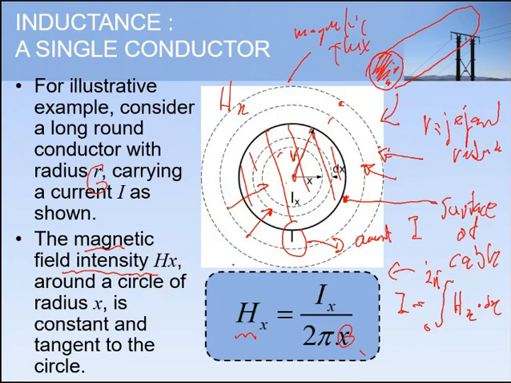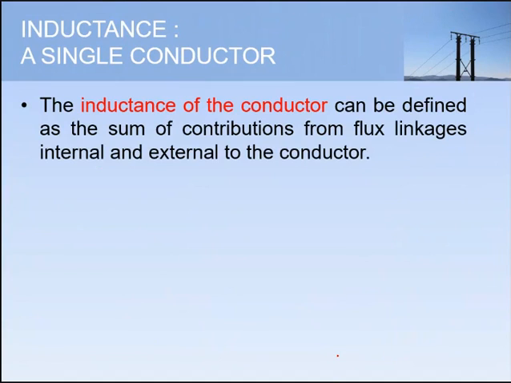So in other words, we just accept that there's an equation of this: Hx equals Ix over 2 pi x. So this is for the single conductor. So what is the relation between the inductance that we are talking about?